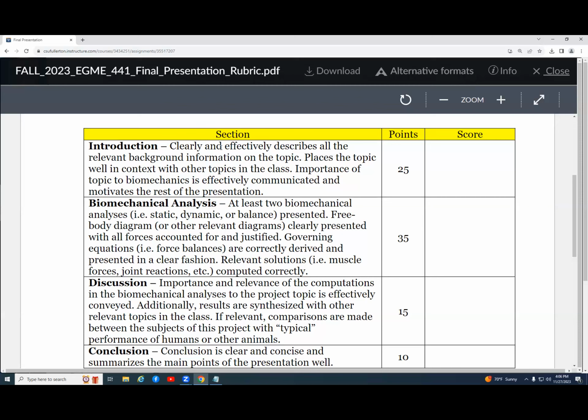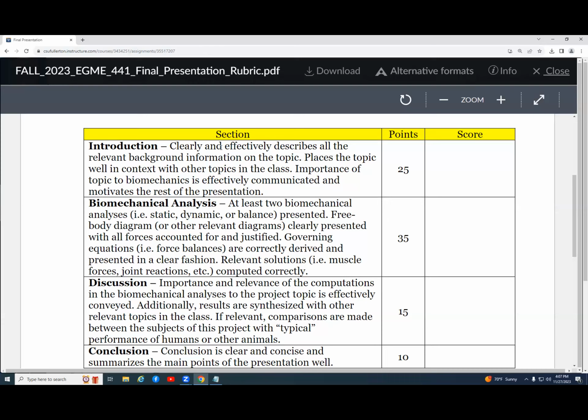All right, so the next section is the biggest chunk of points on the presentation, which is going to be the biomechanical analysis. This is what we talked about when we first introduced the final project: a big portion of your final project is going to be applying the methods, the calculations that we've done in the class to your specific topic.